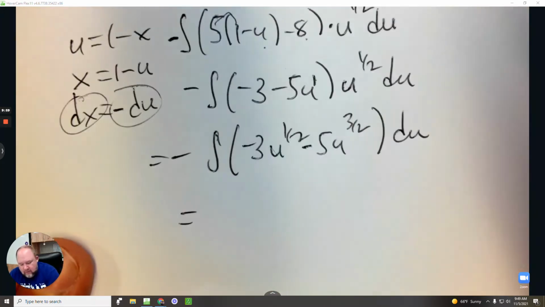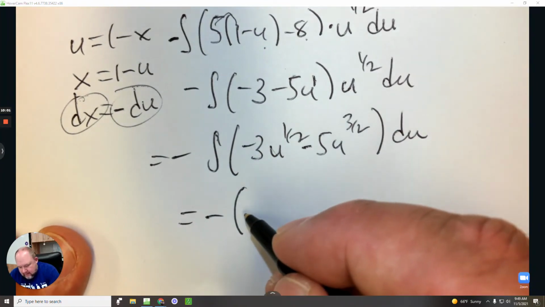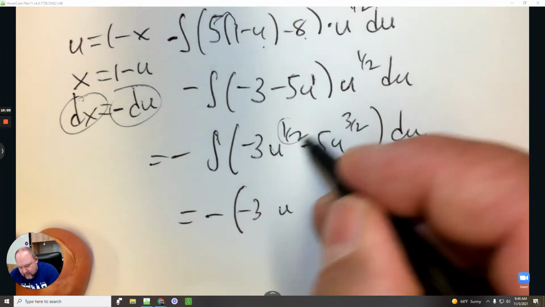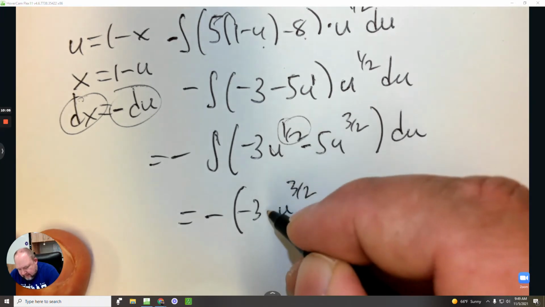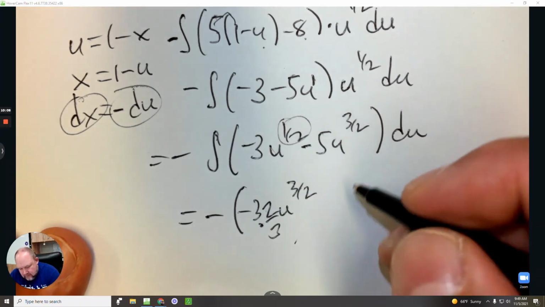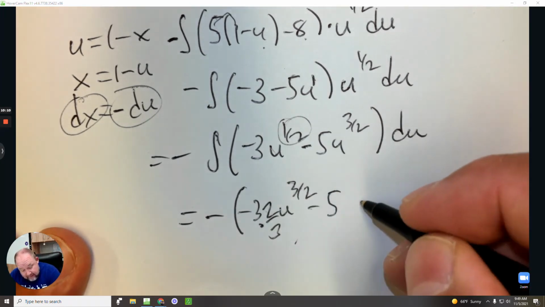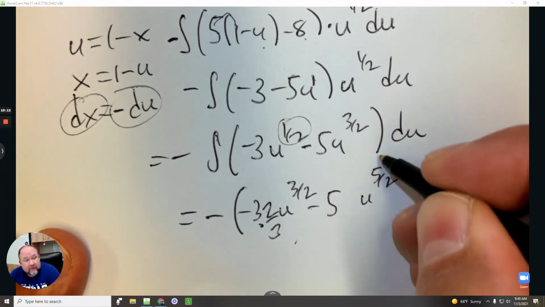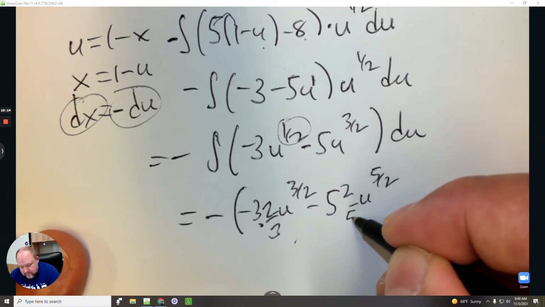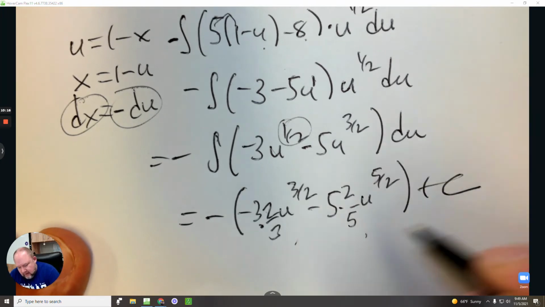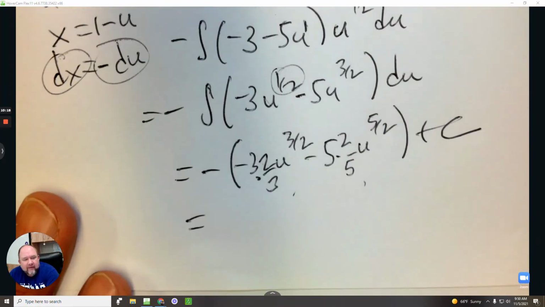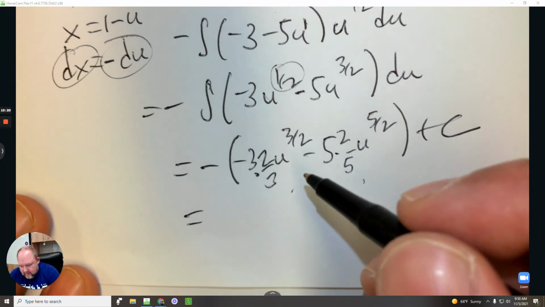At this step, we're going to integrate. I'm going to leave a little space. Add 1, that's 3 over 2. Divide, or the reciprocal. Leave a little space. Add 1. Divide, or the reciprocal. And then the constant. And then the last step is to plug what u is equal to.